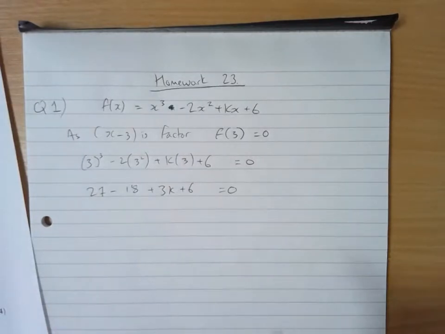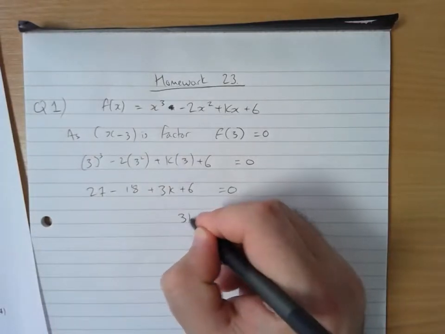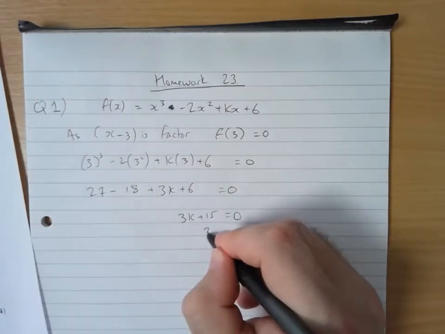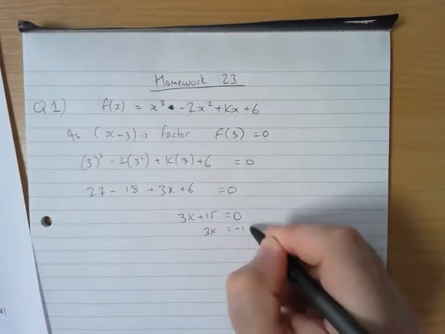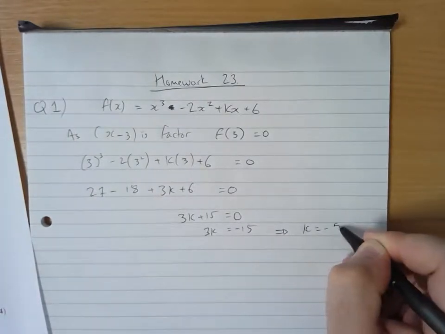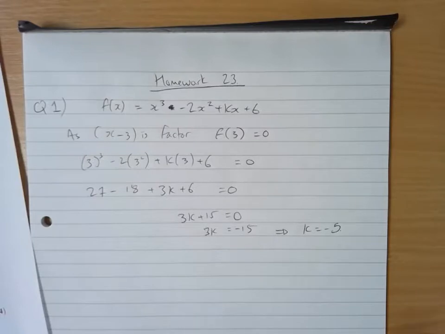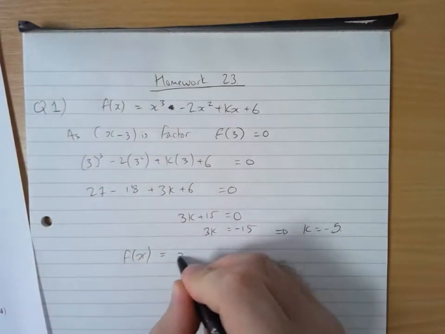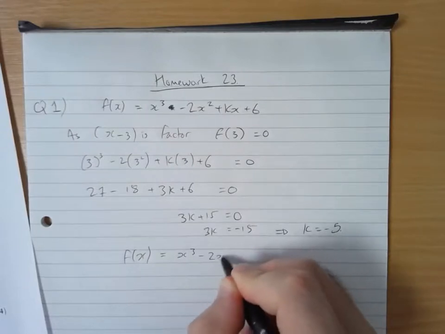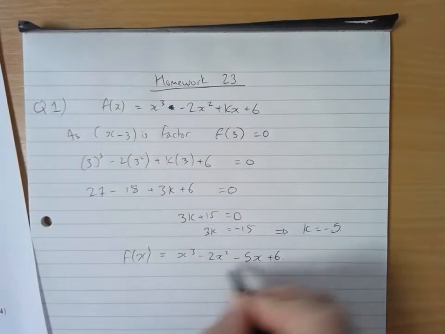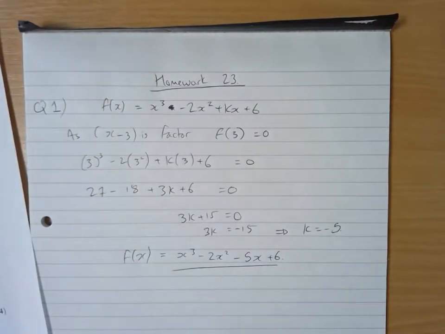If we add that, we get 15. We get 3k plus 15 equals 0. We get 3k equals minus 15, implies k equals minus 5. So we've got that. That means f of x is actually equal to x cubed minus 2x squared minus 5x plus 6, and that's our new cubic.